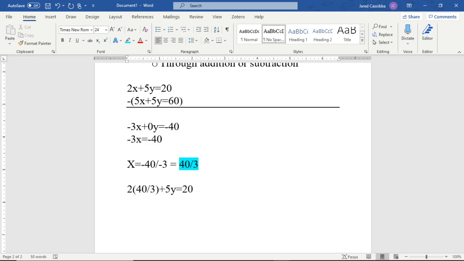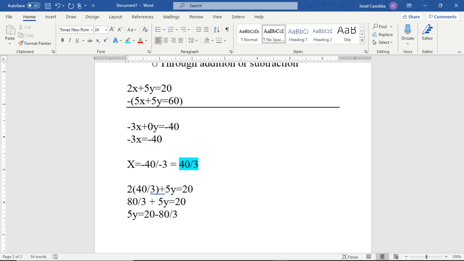Okay. So 40 times 2 is 80. 80 divided by 3 plus 5y equals 20. Alright, to get the 5y by itself, I subtract this entire number. So it is then going to be 5y equals 20 minus 80 over 3.